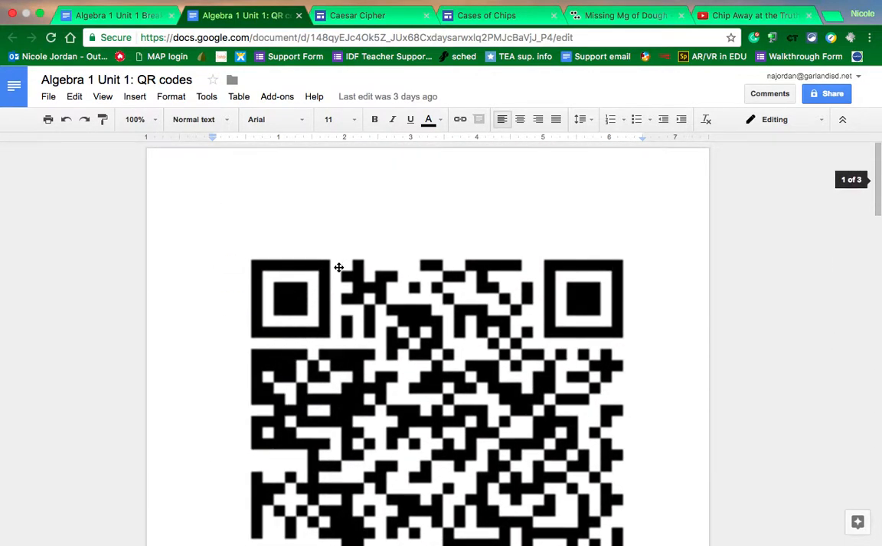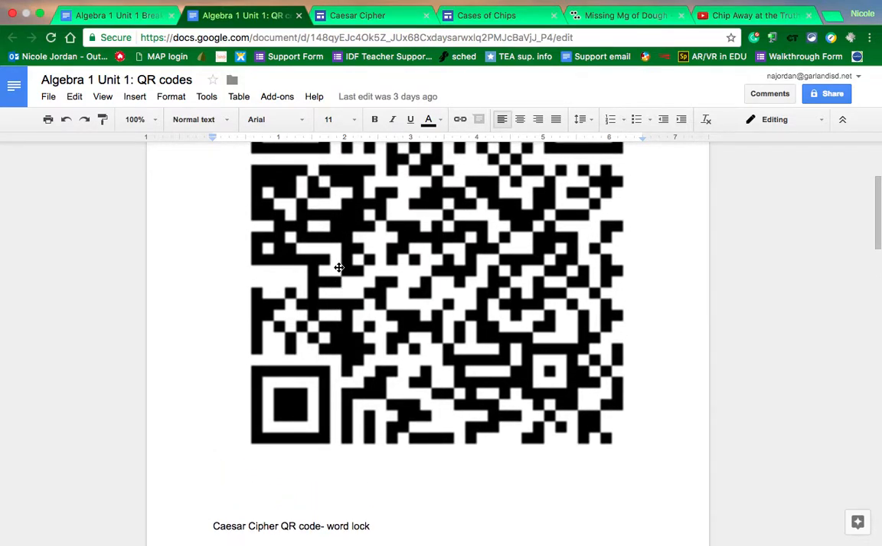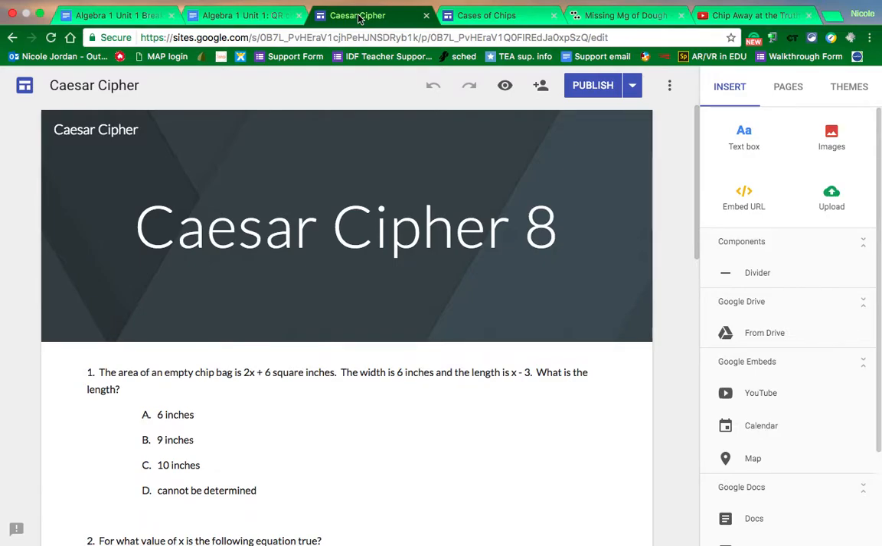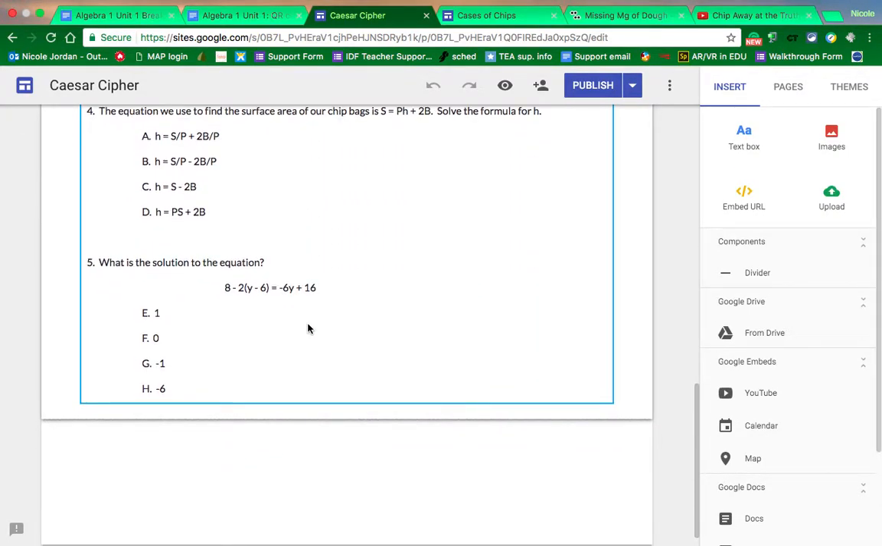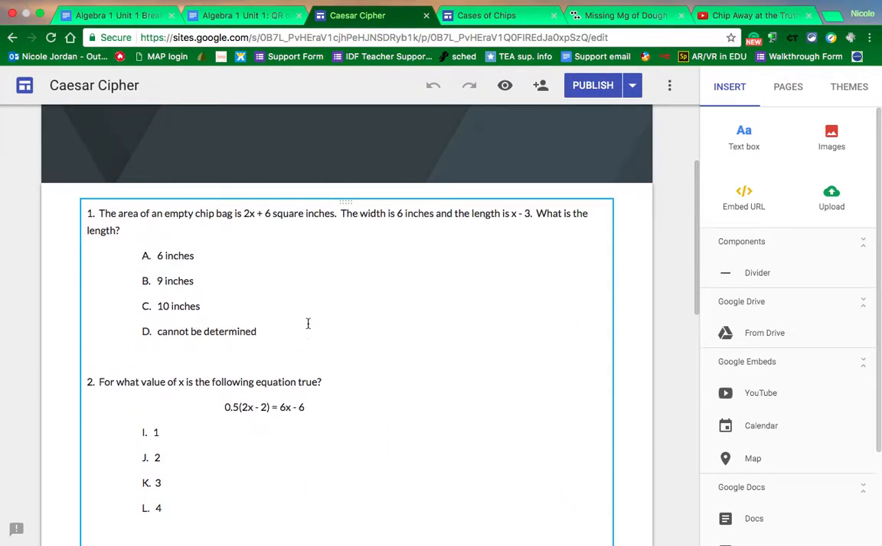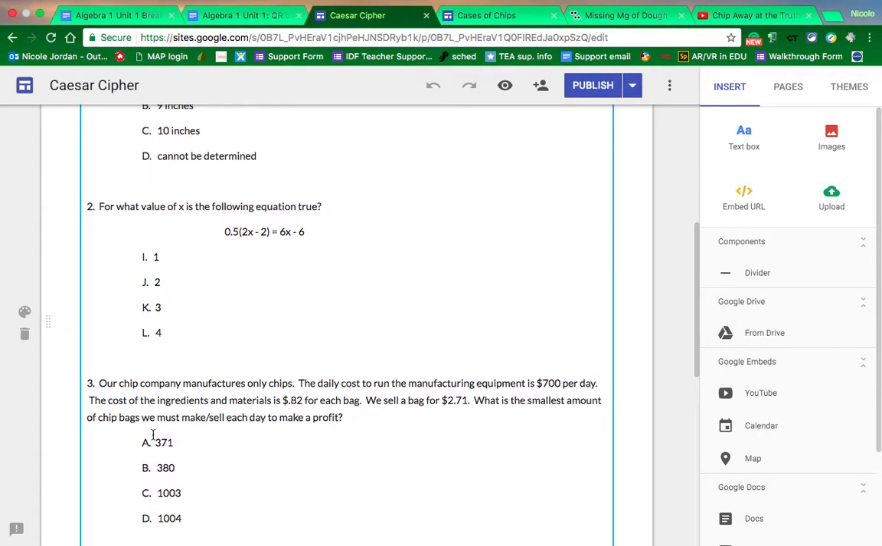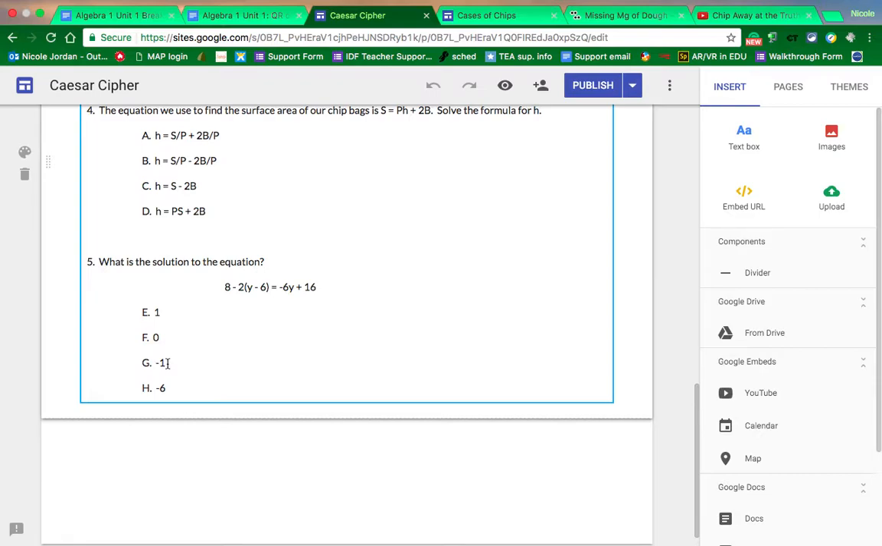One of the QR codes that they scan is going to take them to a Google site called Caesar Cipher 8. On this site, there are 5 algebra problems. Once they solve the algebra problems, they're going to get the letters B, I, A, B, G as their answer.